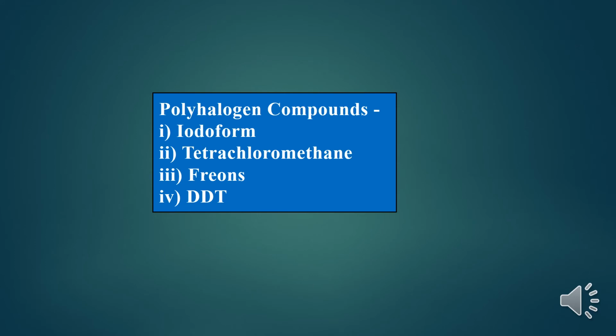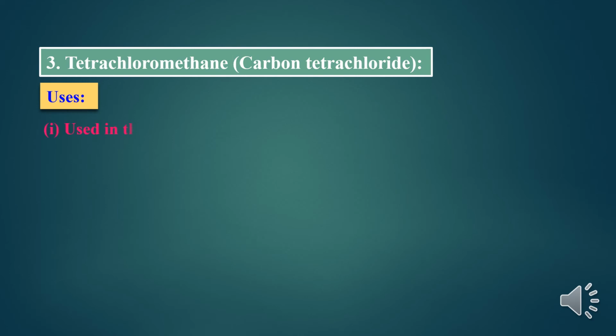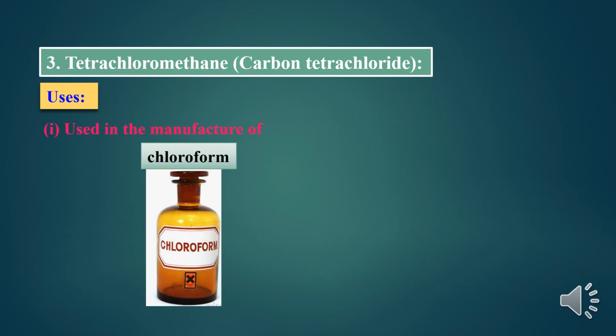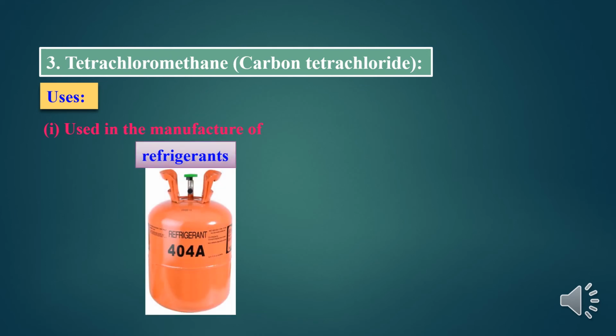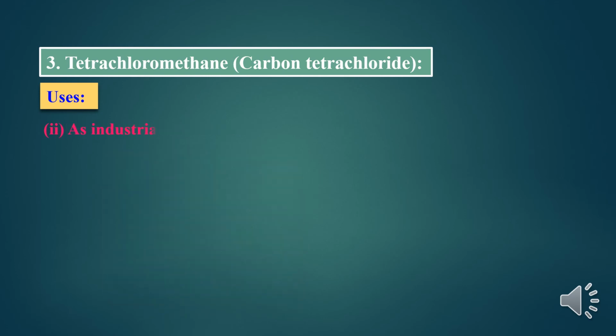The next compounds are polyhalogen compounds: iodoform, tetrachloromethane, freons, and DDT. First, tetrachloromethane, CCl4, carbon tetrachloride. First we will go for uses. It is used in the manufacture of chloroform, in refrigerants, in the manufacture of propellants for aerosols, and as an industrial solvent.